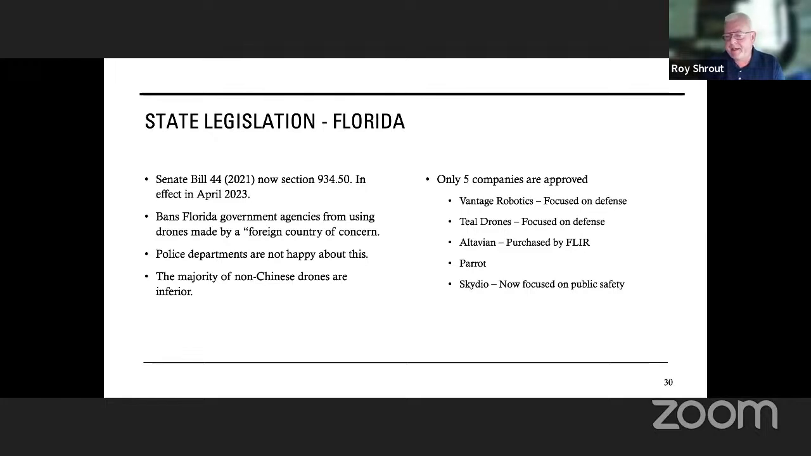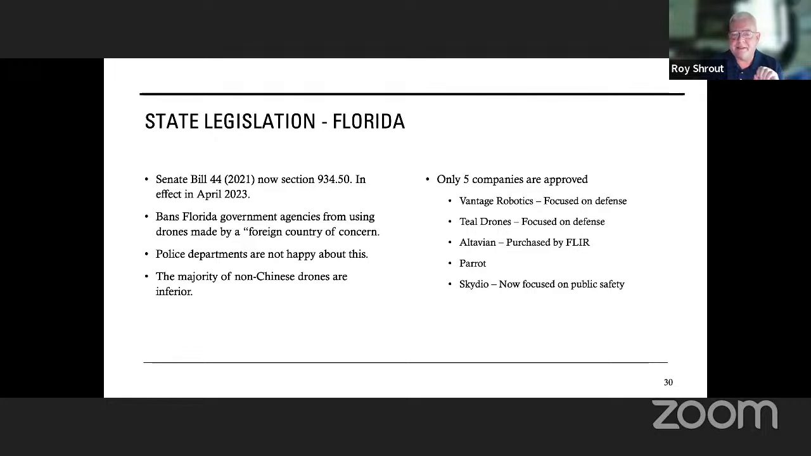Police departments are not happy because they've spent hundreds of thousands of dollars in federal tax dollars, through grants and other means, to buy these things. And I will tell you, having been through this process, and I'm a DJI owner, they are just a fantastic drone. We'll talk about the security issues, and that's on everybody's mind. But the majority of non-Chinese drones are inferior. They're not that good. They can't hold a candle to Autel and DJI.